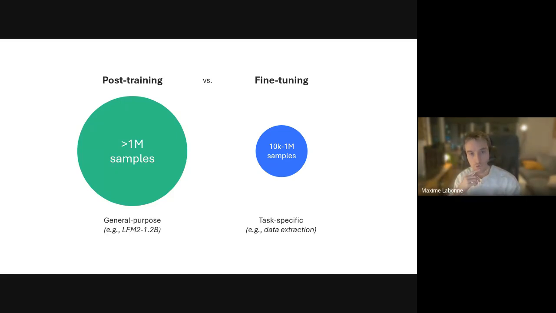I just briefly want to mention fine-tuning because this is also a term that is often used. In this presentation, when I talk about post-training, I'm thinking about really general purpose models. It's made on a large scale with over 1 million samples. This is what we do at Liquid with LFM2 models. And fine-tuning is going to be more task or domain specific, so it will require less data, and it's often to have a precise function, right? Like data extraction, like typo correction, that kind of thing.